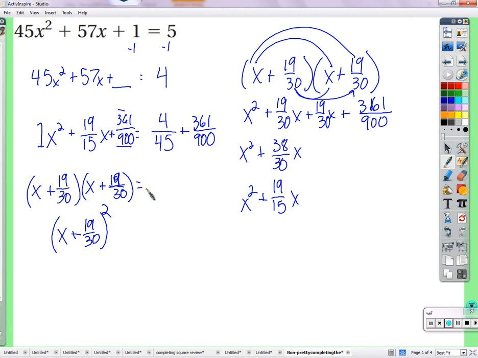Well, we need to add these together, which means we need to find a common denominator. So we need to multiply, I think we can get 900. Multiply 45 by 20, and you get 900. Multiply this by 20, 80. So we get 80 plus 361, which is 441 over 900.